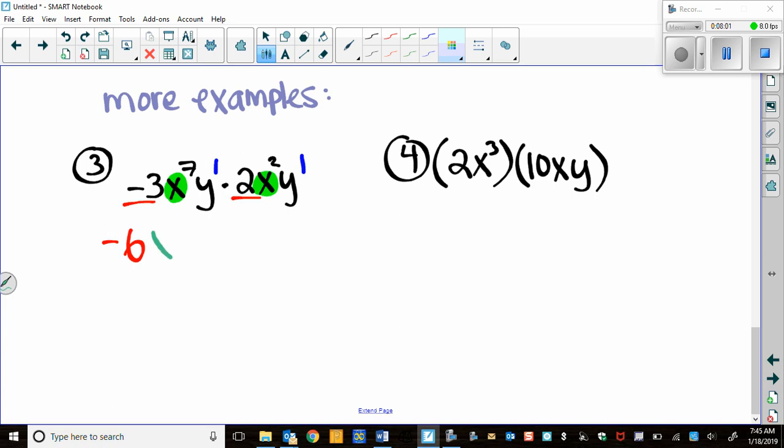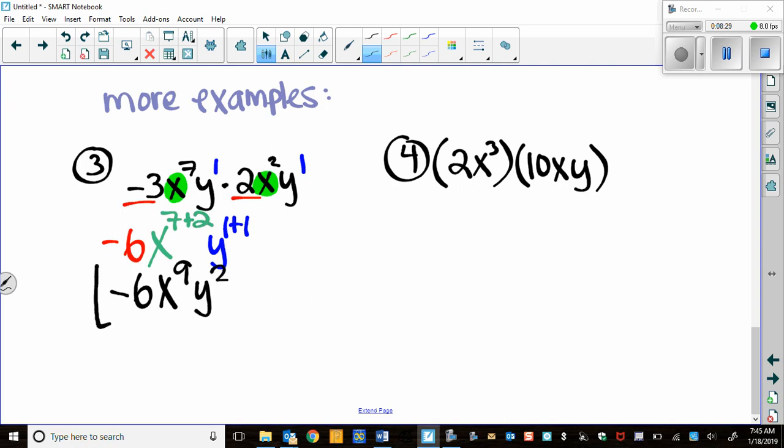I'm going to take x, which is my base, and I'm going to take 7 plus 2, and I'm going to simplify that in a second. But I'm going to go ahead and do my last term, which is y. I have two y's there, so I'm really going to be adding 1 plus 1, which is the exponents. And if I simplify, my final answer is -6x to the 9th power times y to the 2nd.